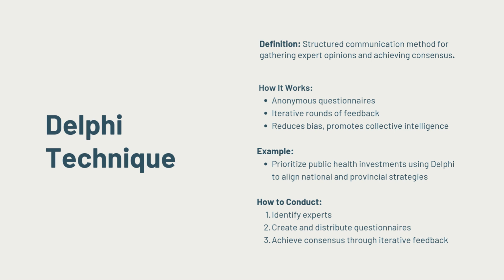For example, the Delphi technique was used to prioritize public health investments. Experts across provinces were able to agree on the most critical areas to focus on, which helped in resource allocation. When we think about the public sector, the Delphi technique is especially useful because we often need to make decisions that involve multiple stakeholders. By using Delphi, we ensure that those decisions are well informed and represent the collective expertise of those involved.